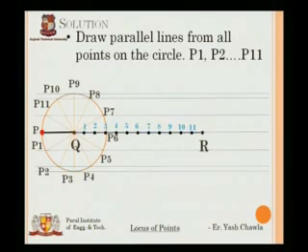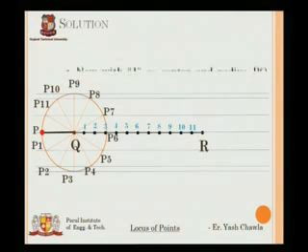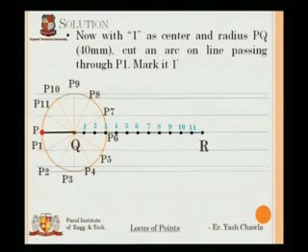Now why are we drawing these straight lines? Now we will take the center point as 1. The next step is, we will take the center point as 1, radius equal to PQ, and cut an arc on the line which is passing through P1. So what will happen? It will give me 1 P1.